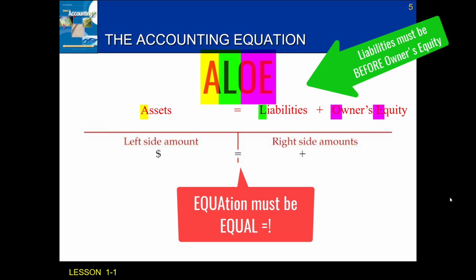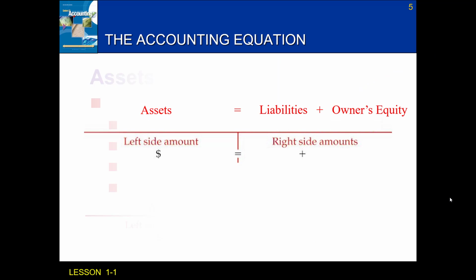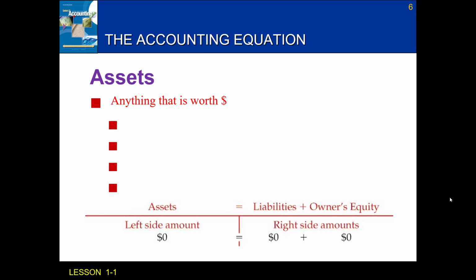So let's break down what assets, liabilities, and owner's equity are. An asset is anything that the company owns that is worth money. Now, in accounting, we're going to have 4 different types of assets. The first asset that our company may own is cash. The second is accounts receivable from a specific company. So if I own a business, I might be receiving money from somebody else. So it would be like accounts receivable Target.